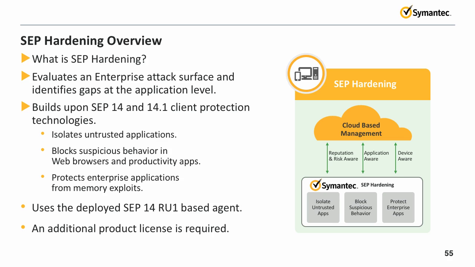Using the deployed SEP 14 RU1 based agent, SEP hardening protects against both file-based and fileless malware being introduced by application macros, web browsers, and other applications. SEP hardening will be available later this calendar year, following closely behind the release of SEP 14.1. However, some component features will be visible in SEP RU1. Use of SEP hardening will require an additional separate product license.